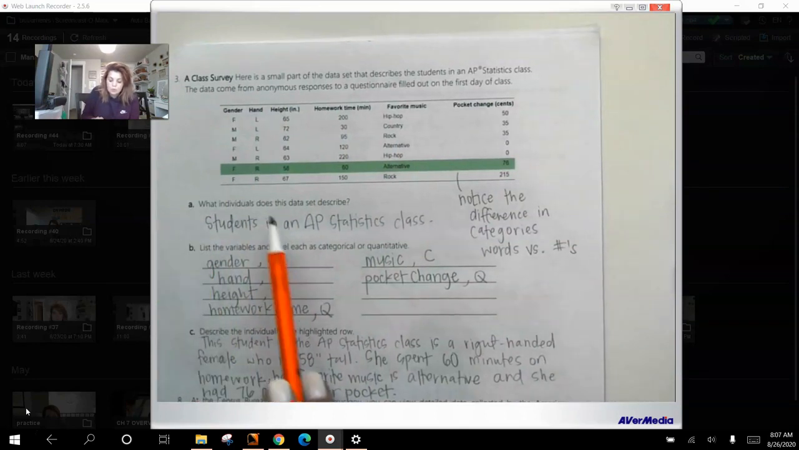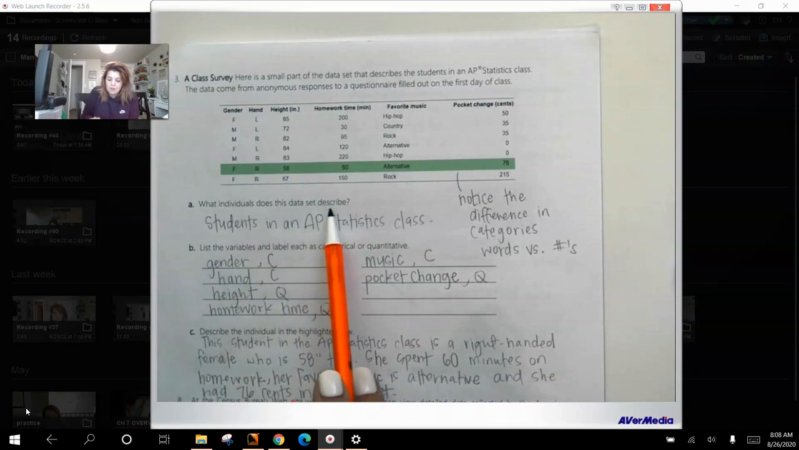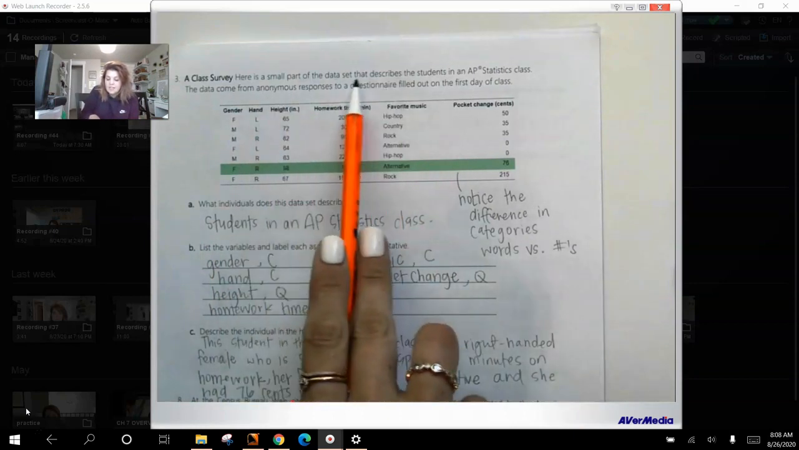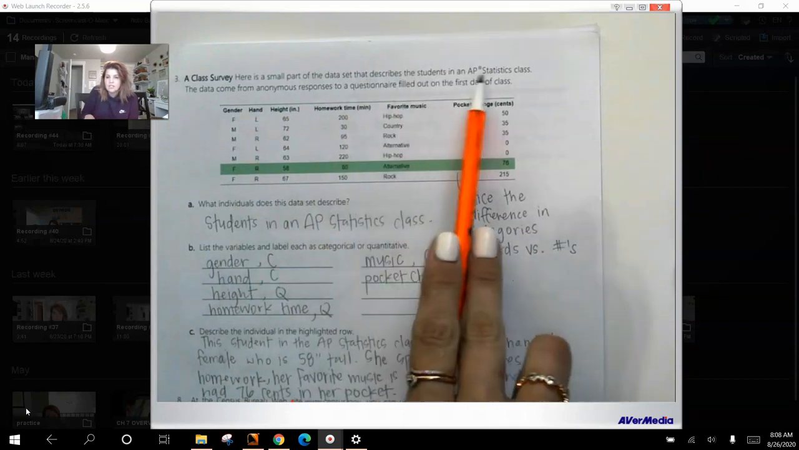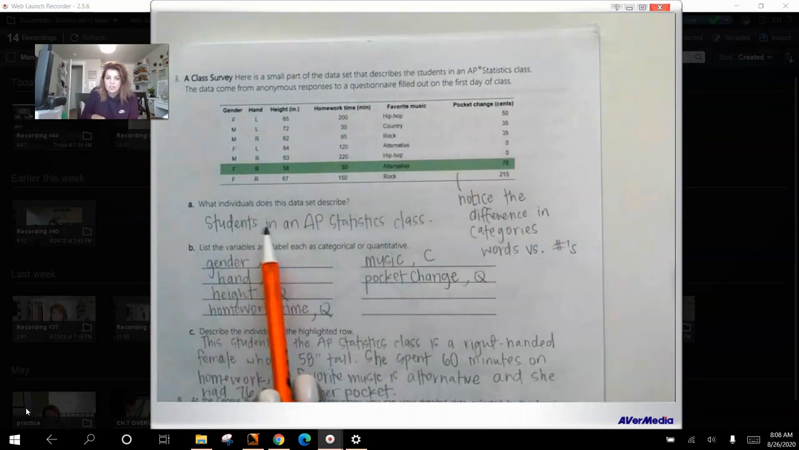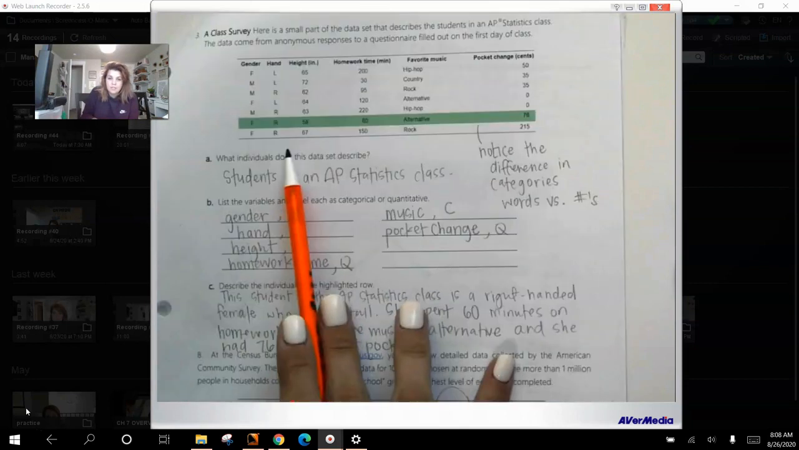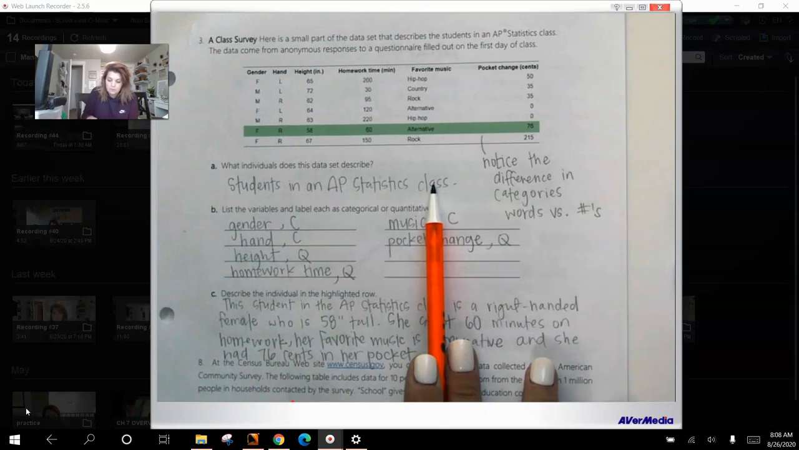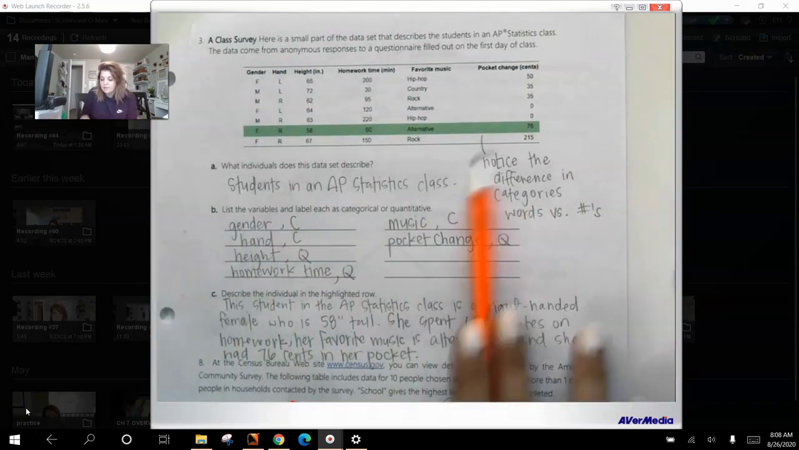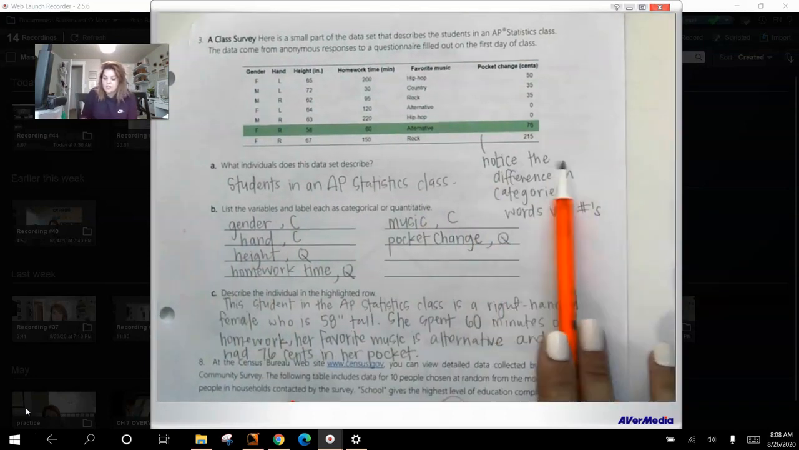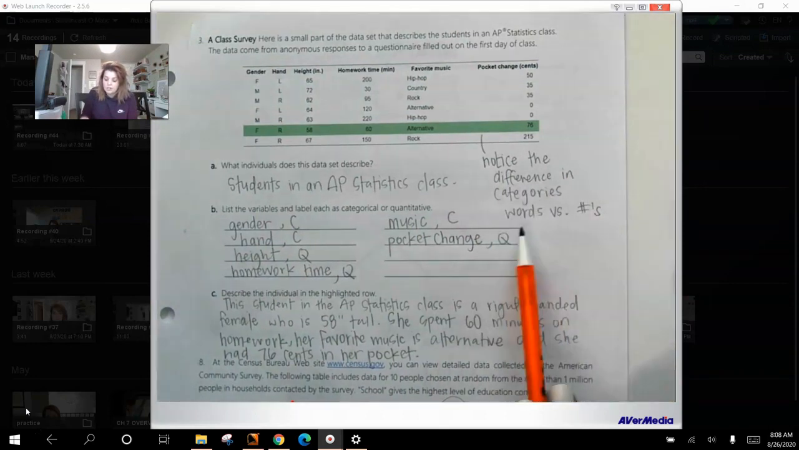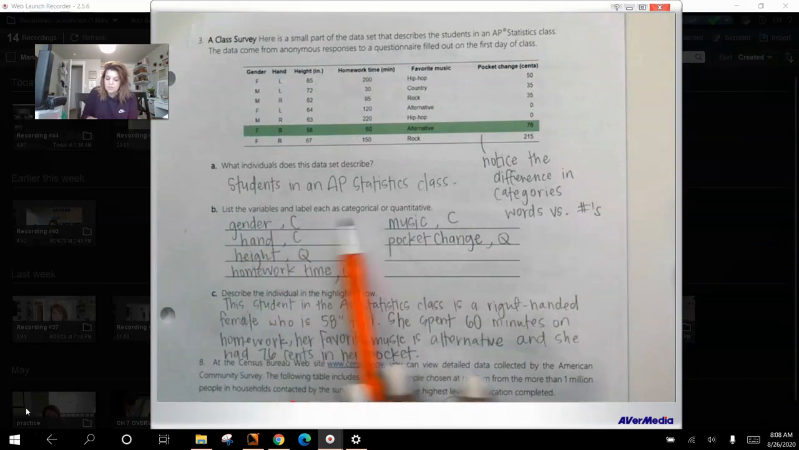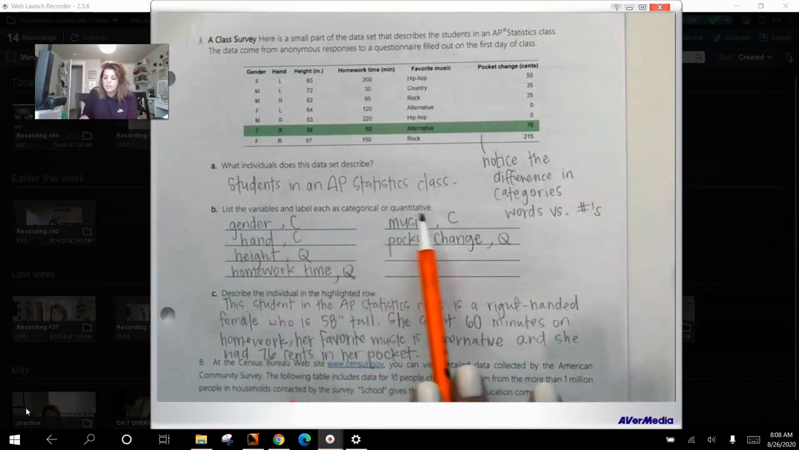A, what individuals does this data set describe? Well, they very specifically tell us that the data set describes students in an AP class. So you can't just say students. You have to say students in an AP class. Right here, I've just written a note that says, notice the difference in categories. There's words versus numbers. So list the variables and label each as categorical or quantitative.